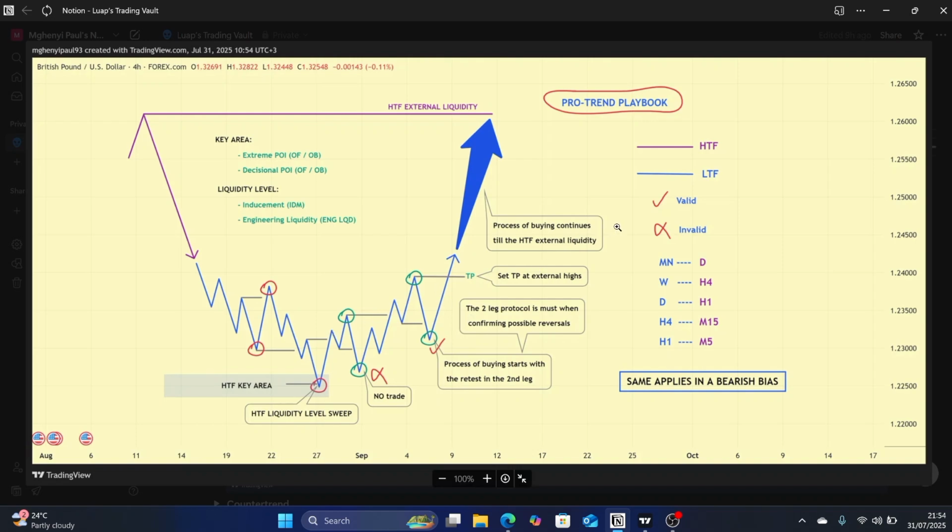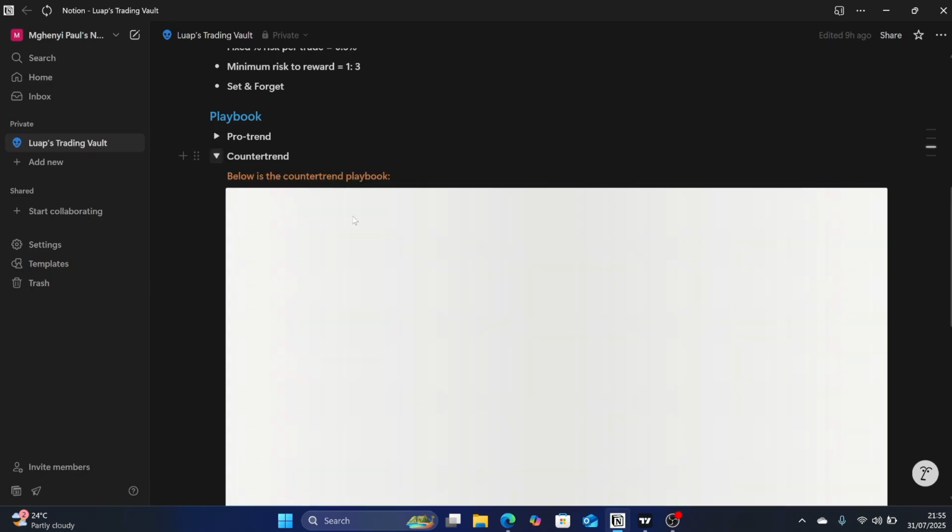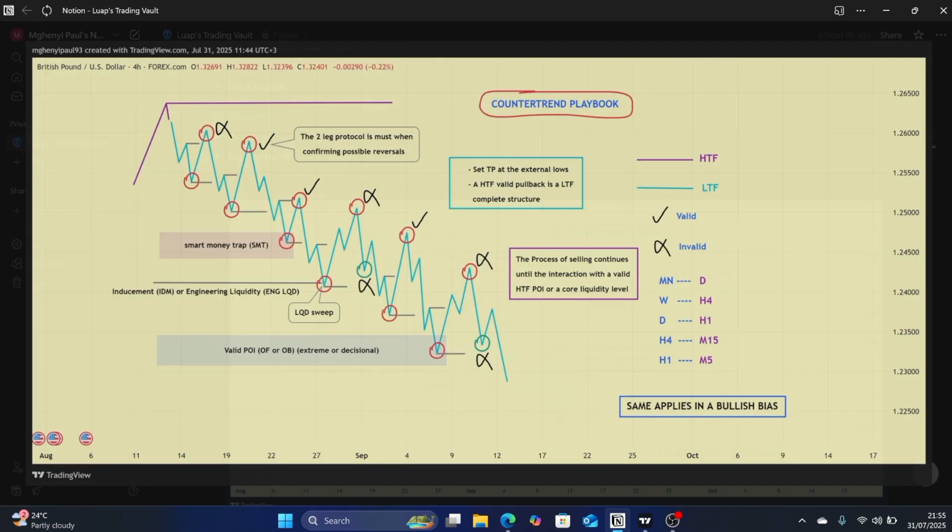All right, so this is the pro trend. We all knew the time frames, the higher time frame, the lower time frame, and all of that. We also talked about the key area and liquidity levels, and this is the pro trend playbook. I also have my counter trend playbook. Yeah, of course, there is a counter trend playbook, and this is my counter trend playbook.